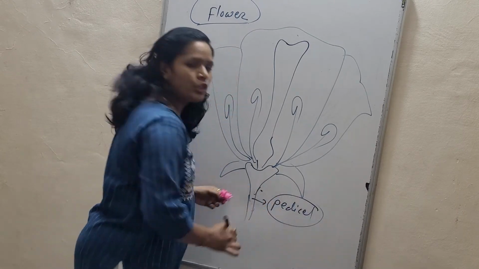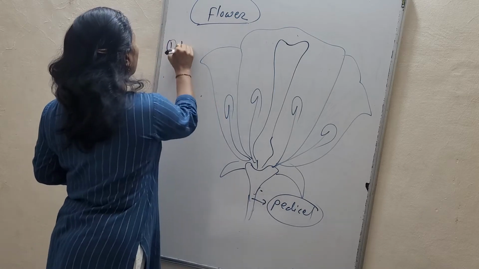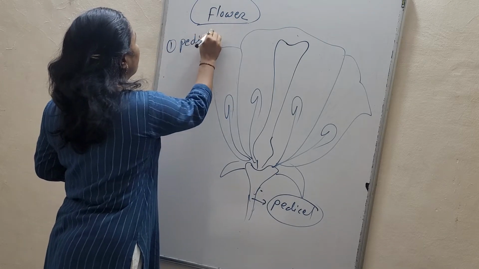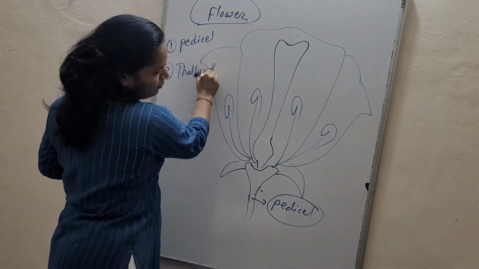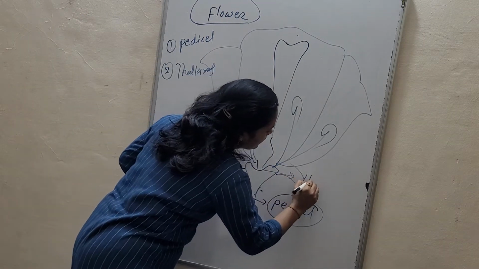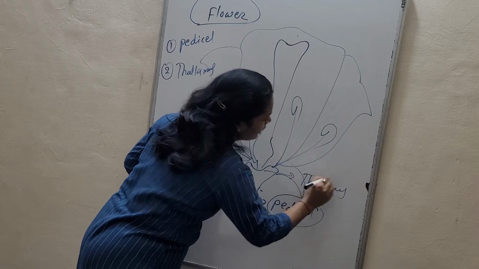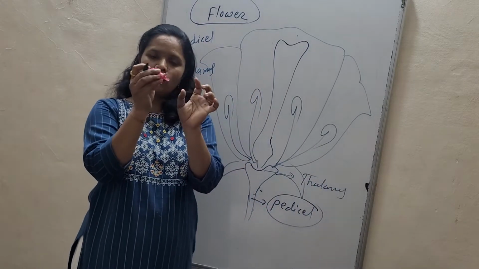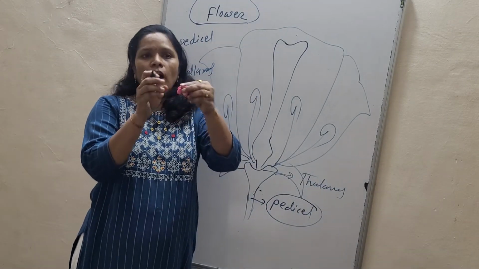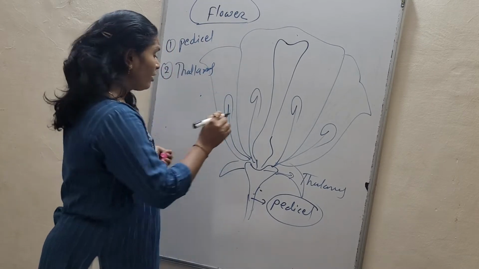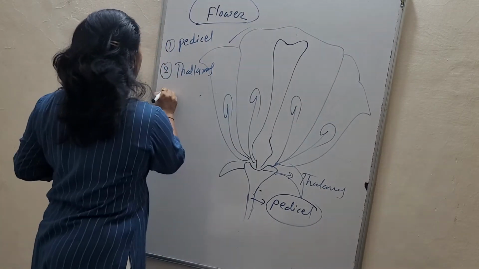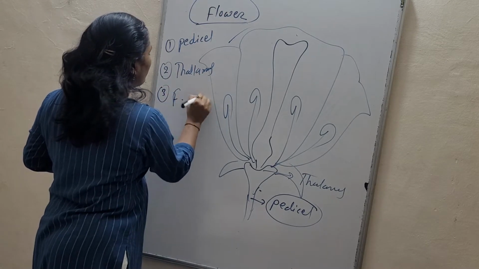This is the definition of pedicel. This is the first part. Okay. And the second part is called the thalamus. What is the thalamus? See, above the pedicel region, a swelling region is formed. This is the pedicel. Above the pedicel, this structure is called the thalamus. And all the remaining parts are called the floral whorls.